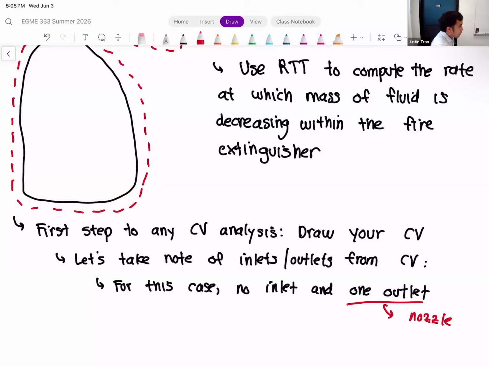All right, so that simplifies our life a little bit. When we apply Reynolds transport theorem, knowing that there's no inlet in this problem means that any term that involves the inlet, we can just cross it out because it's not going to be relevant in this case. Next step.